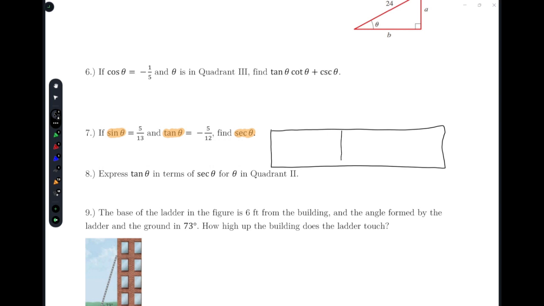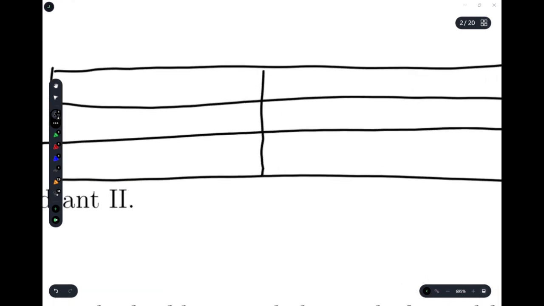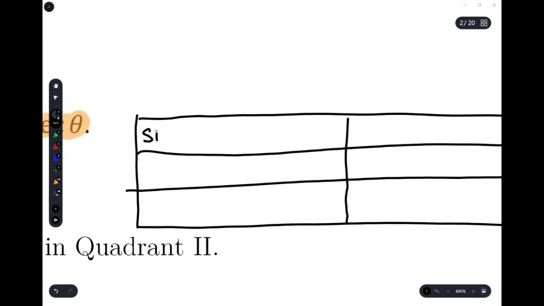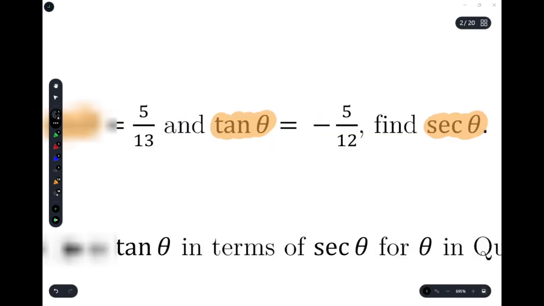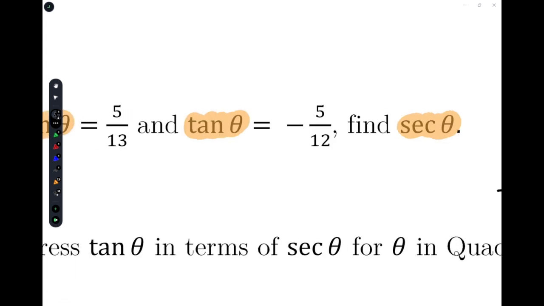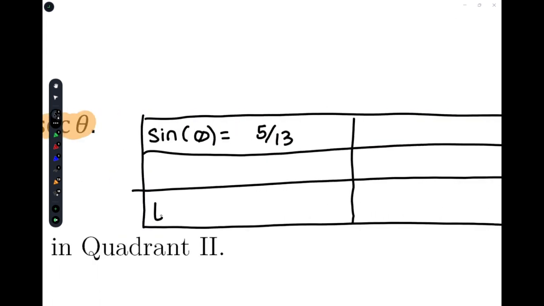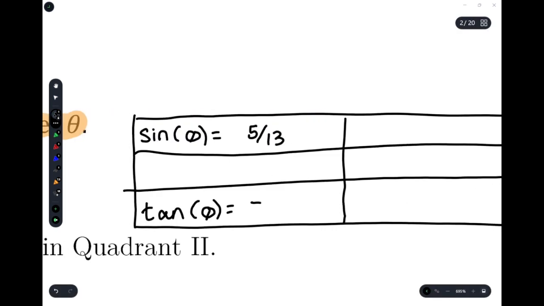And just for today, because we're reviewing, I'm going to be really careful with my thetas and not write any shortcuts, though I'm really bad about that. So the sine of theta is equal to, is it 5 over 13? Yep. And the tangent of theta, remember we skipped one to put tangent on the bottom, is equal to negative 5 over 12.